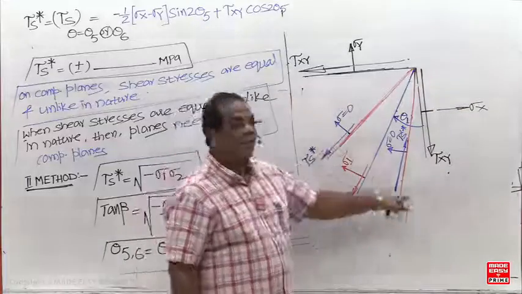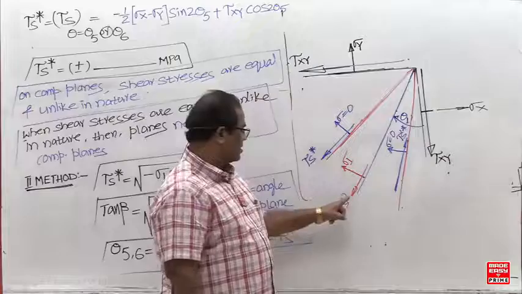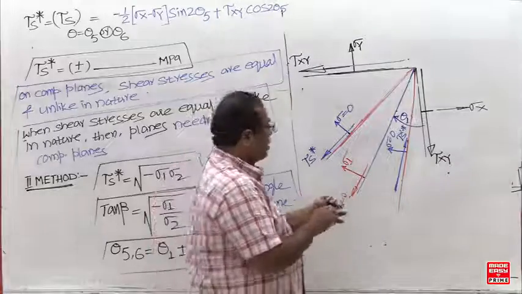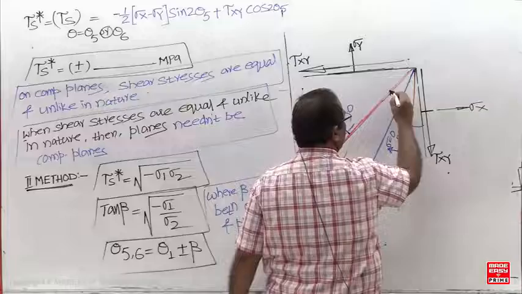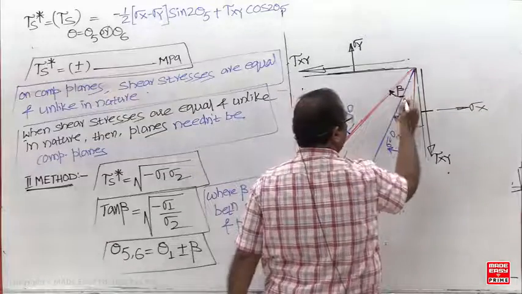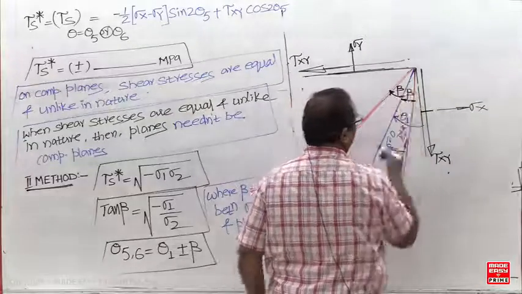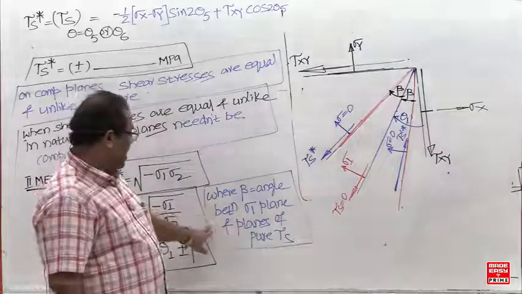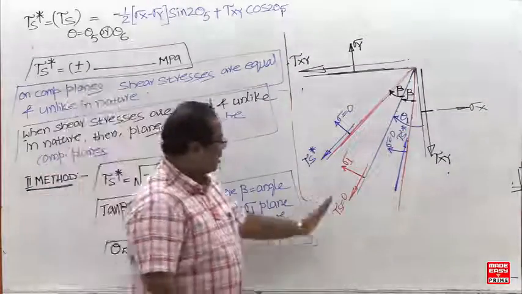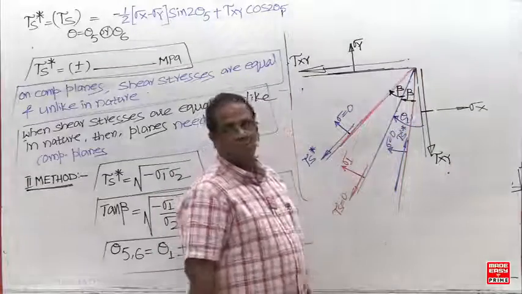So what are these red color planes? Planes of pure shear stress or planes of zero normal stress, and this is a major principal plane. Now this angle is beta. Beta is what here? The angle between the sigma 1 plane and the planes of pure shear stress. What is this blue color line? Sigma 1 plane. This is one of the pure shear planes now.